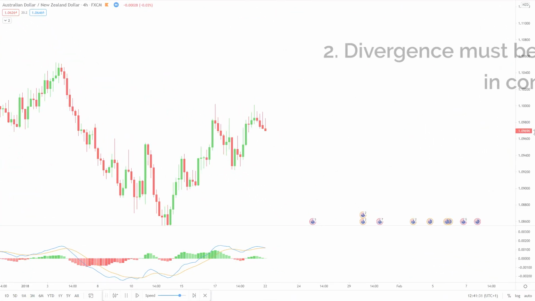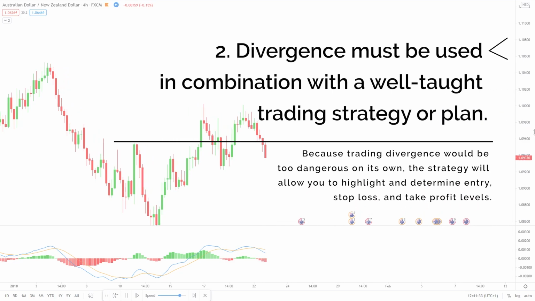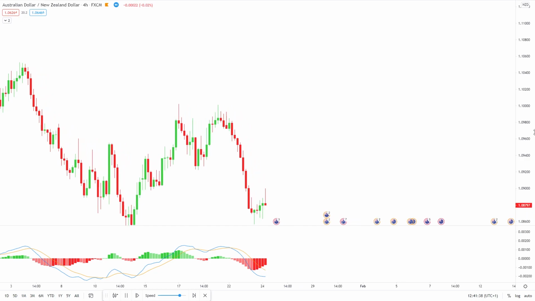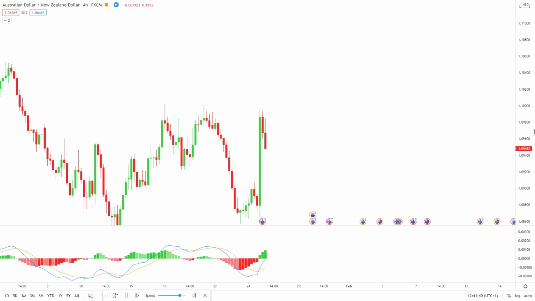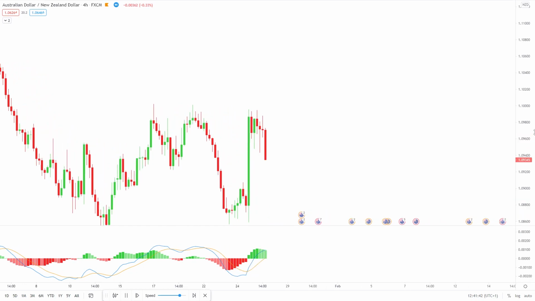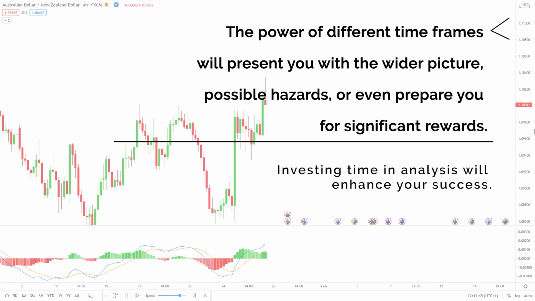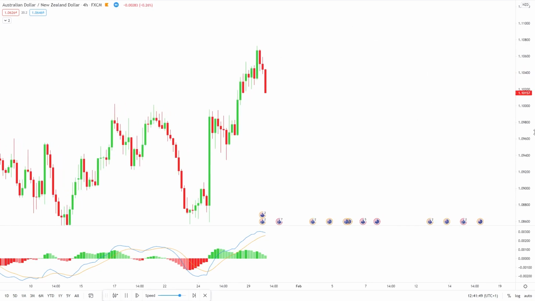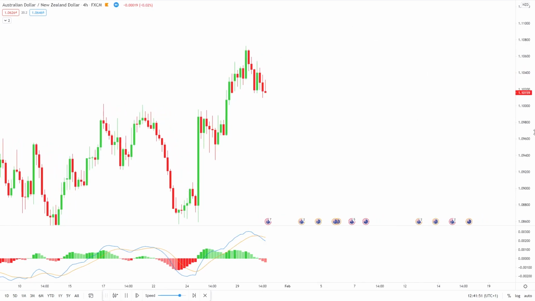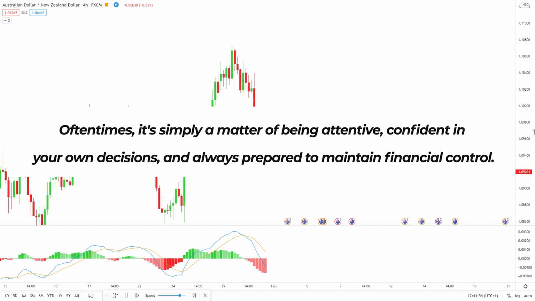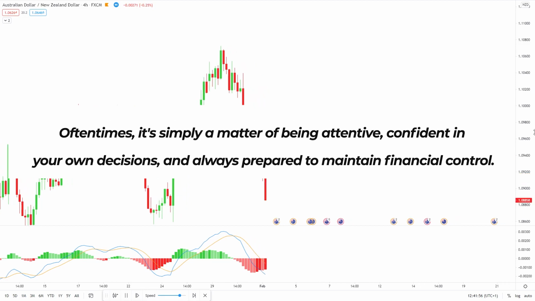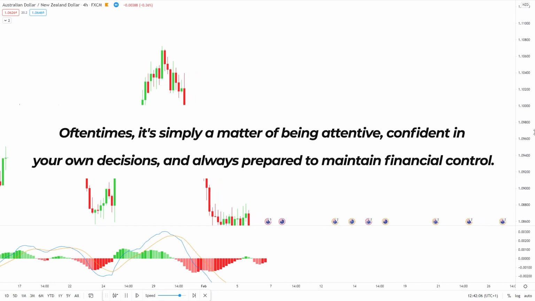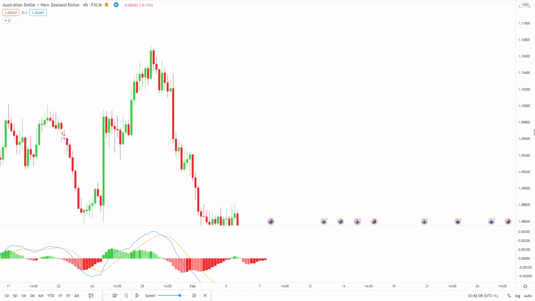Number two, divergence must be used in connection with a strategy that defines the entry, stop loss, and take profit levels. Please don't forget that approaching various time frames for analysis increases the potential for a higher success rate. For example, you may search for divergence on a higher time frame to identify an upcoming trend, and by using a simple trend line break to enter on a lower time frame, this may provide you with a low risk entry point to enter the higher time frame trend.